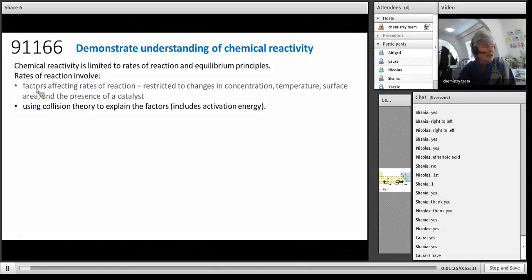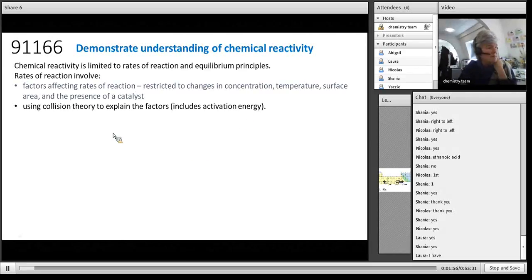We're looking at the factors that affect the rates of reaction, and in particular they can ask you about concentration, temperature, surface area, and the presence of a catalyst. Those are the ones you looked at in level 1 anyway. And then using collision theory to explain the factors, including activation energy. That's again what you did at level 1, although you may or may not have discussed activation energy. If you've done the 1054 booklet, then you would have done it.